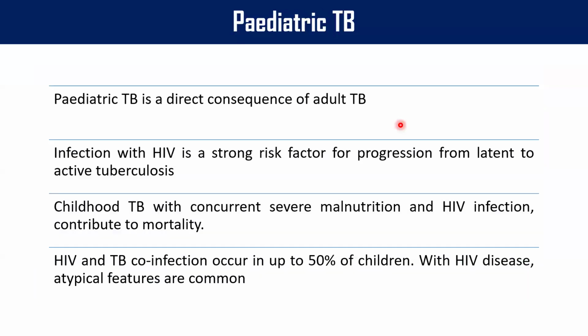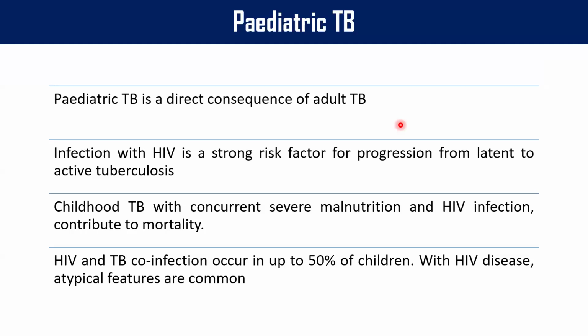So pediatric TB, remember, most of the time is a direct consequence of adult TB. So usually it is transmitted from an adult tuberculosis patient. So you should always search for adult TB patients in the family whenever you are seeing a pediatric TB. Infection with HIV is a strong risk factor for the progression from latent to active tuberculosis. Whereas in children, it may be just a progression of primary infection itself.